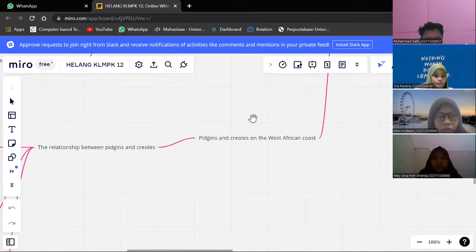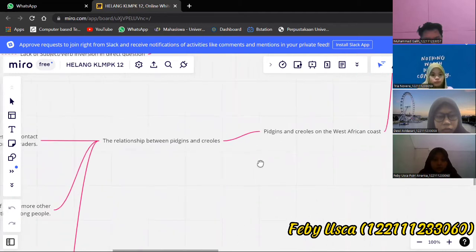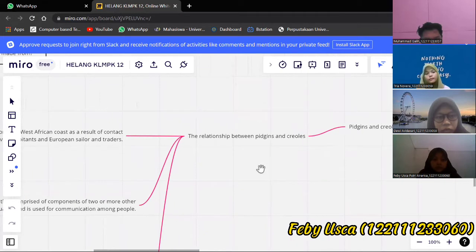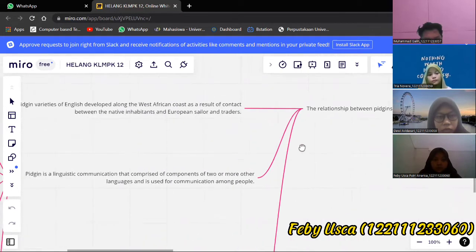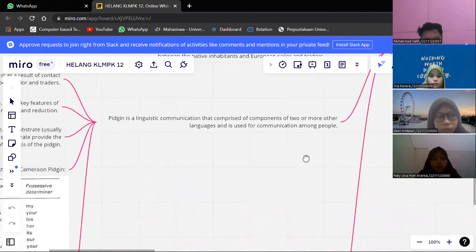Okay, my name is Feby. I will continue with pidgin and creoles on the West African coast, the relationship between pidgin and creoles. Pidgin varieties of English developed along the West African coast as a result of contact between the native inhabitants and European settlers trading. Then, what is pidgin?